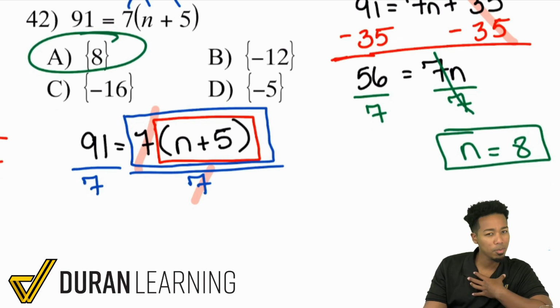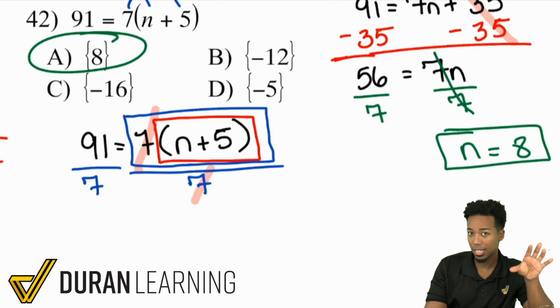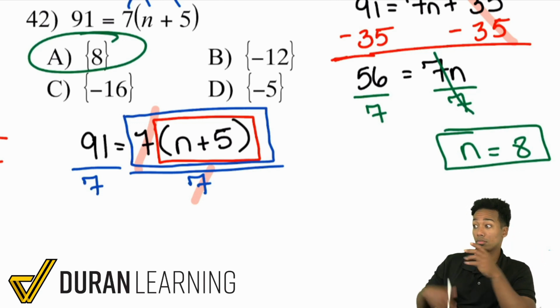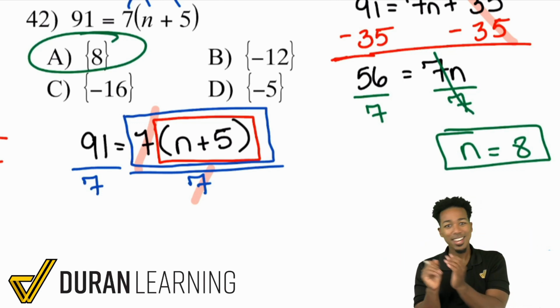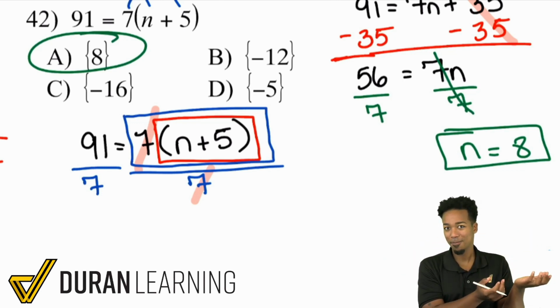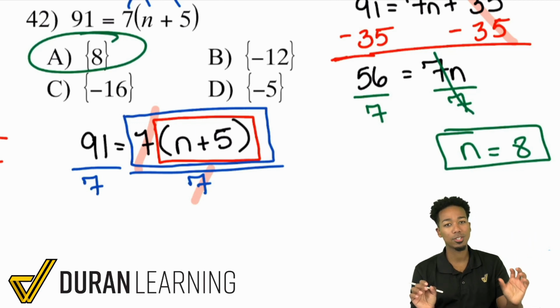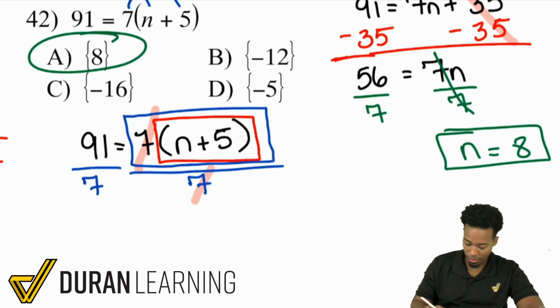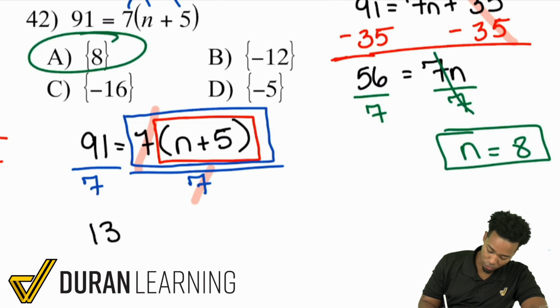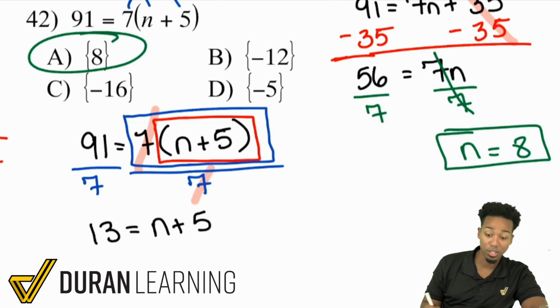Well, if you use a little bit of mental math, you can see that 91 is basically 70 plus 21. 91, think about it, 91 is 70 and 21, right? 70 divided by 7 is 10. 21 divided by 7 is 3. 10 and 3 makes 13. So if you wanted to think about it that way, you absolutely could. And now you're just left with n plus 5.